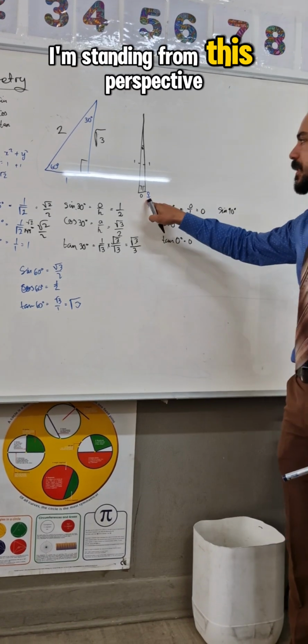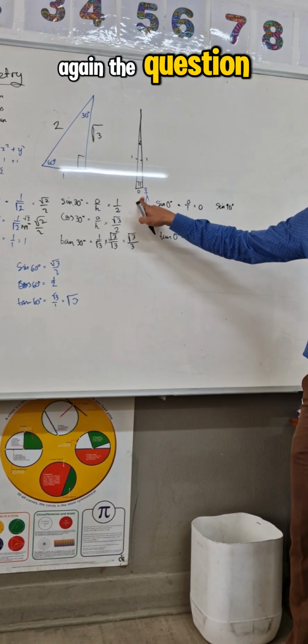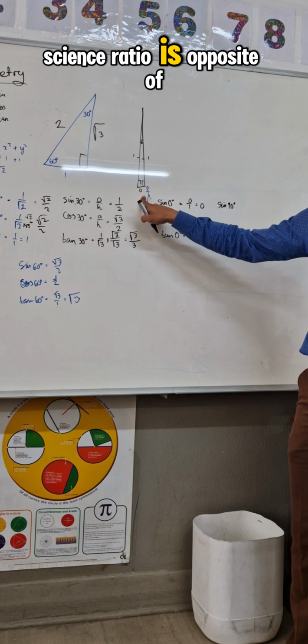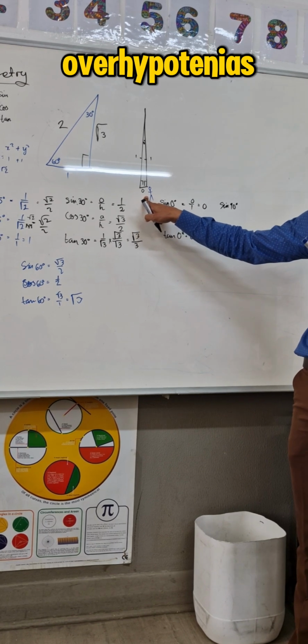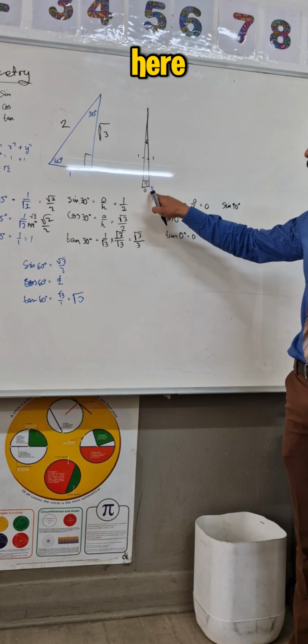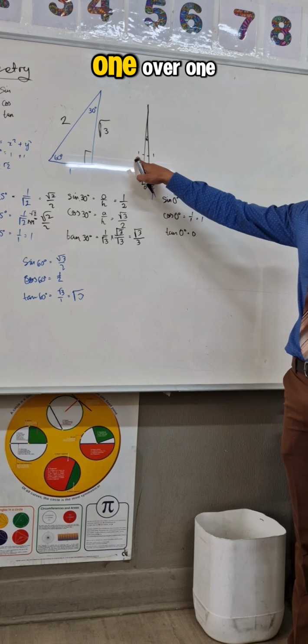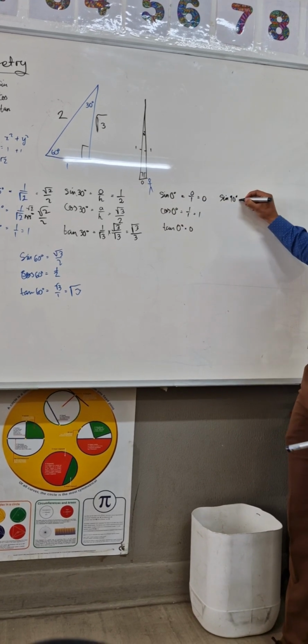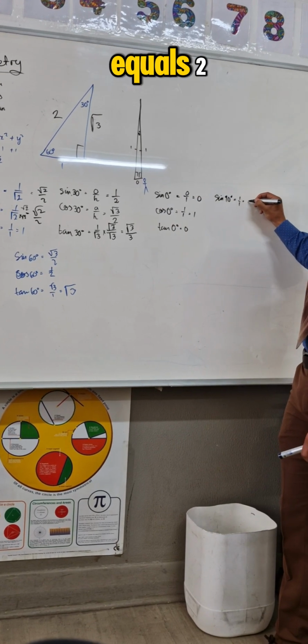So I'm standing from this perspective. What is sine again? Sine's ratio is opposite over hypotenuse. Now what is the opposite here, if I'm standing in this corner? 1 over 1. So that's 1 over 1, which equals 1.